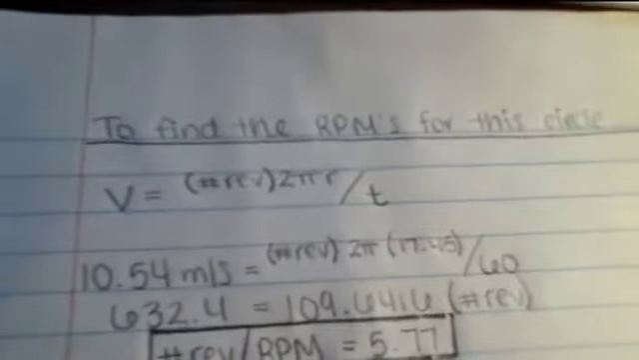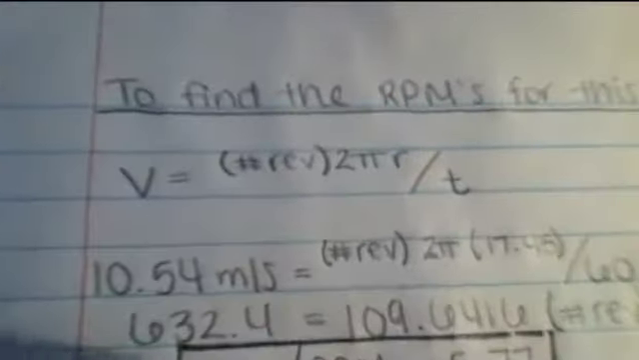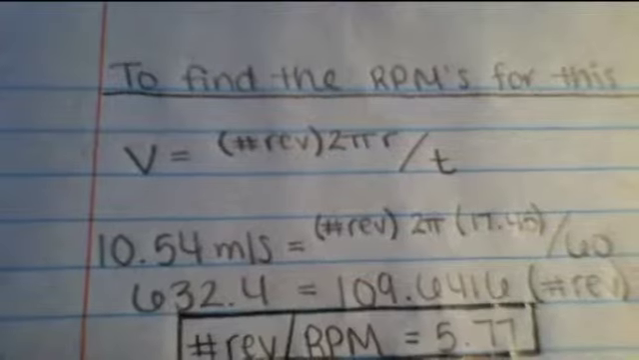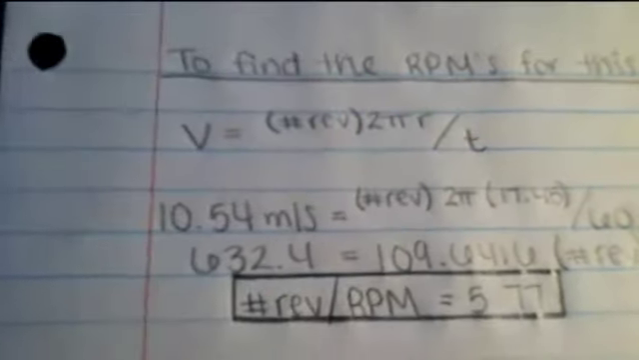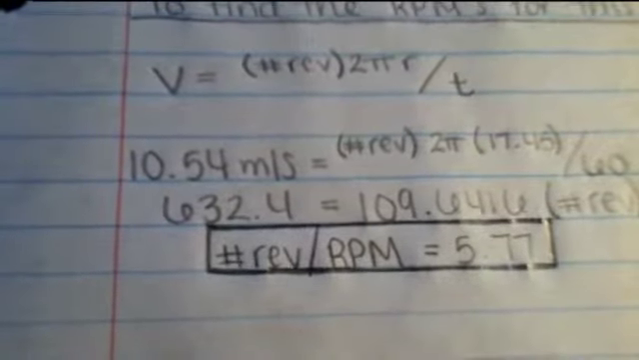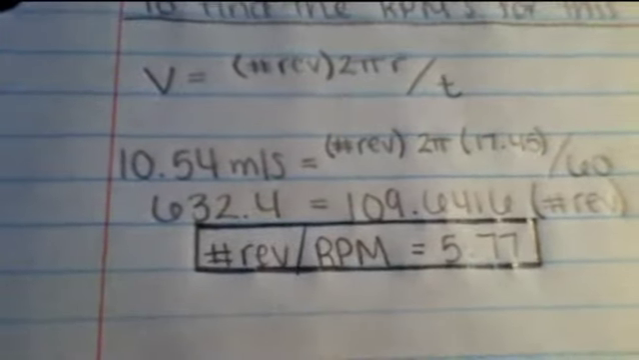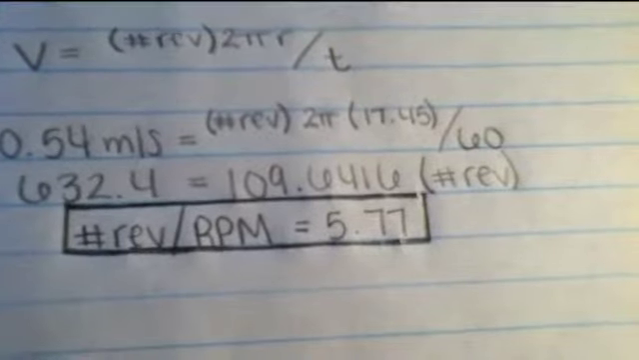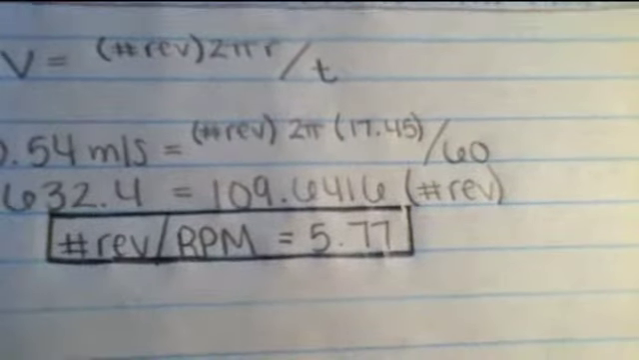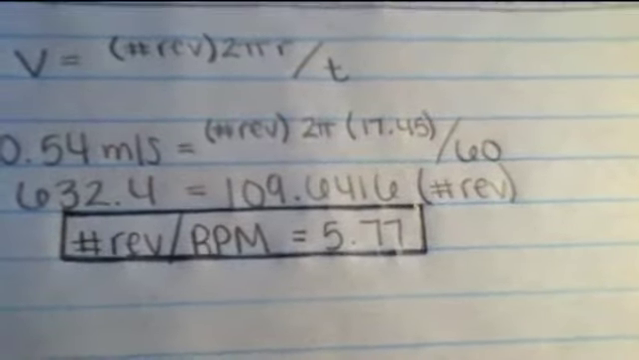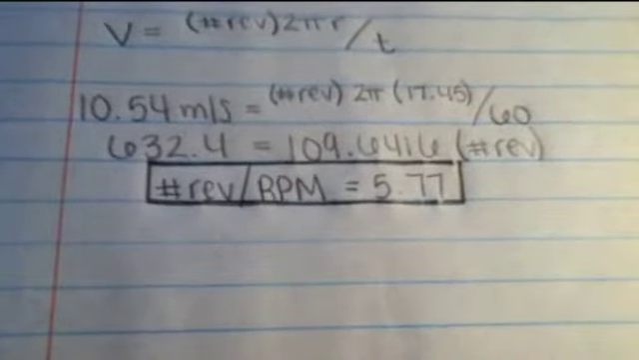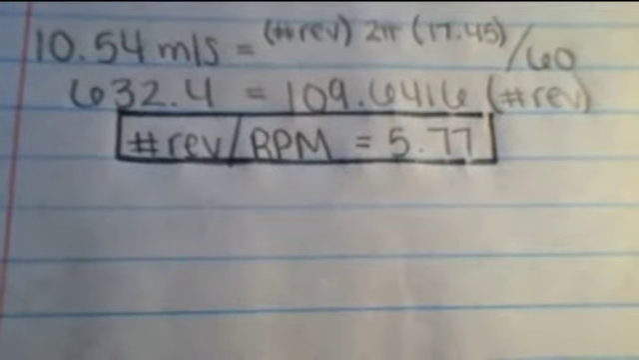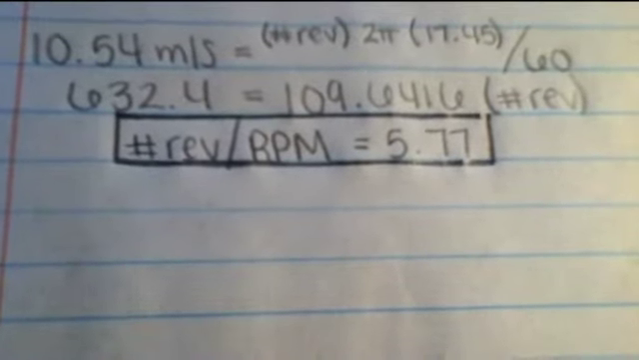Next, I wanted to find how many revolutions per minute you could go around the circle. You use this equation, velocity equals number of revolutions times 2 pi r over time. You want to use the velocity we found in the last equation, 10.54 meters per second, and plug in the rest as we used before. You want to use 60 seconds because we are using revolutions per minute. 60 seconds is in 1 minute. After you plug all of the numbers in, you find that you can go around this circle 5.77 times in 1 minute.